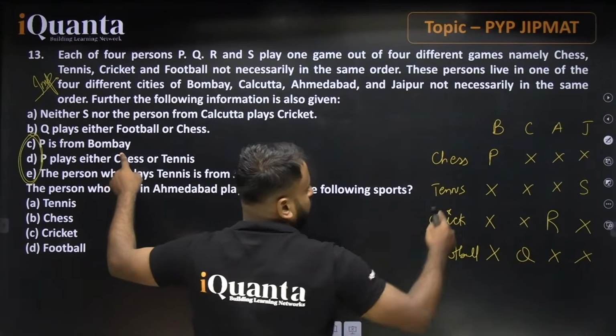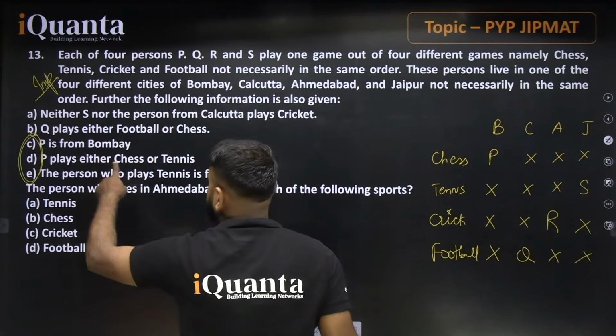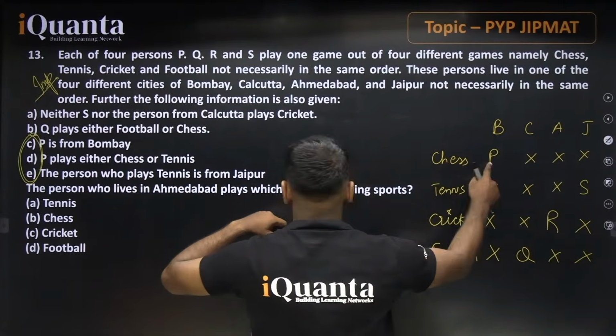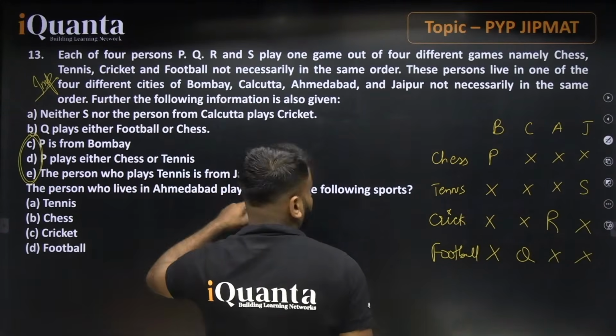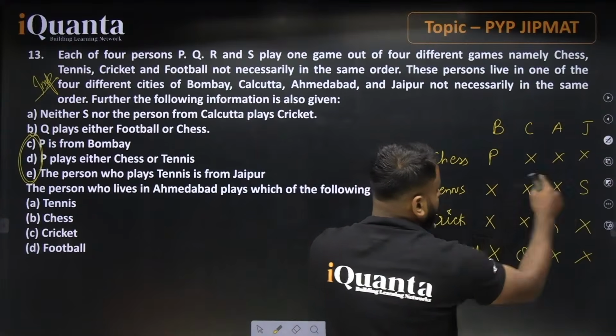P is from Bombay. Yes, P is from Bombay. P plays either chess or tennis. P is playing chess. The person who plays tennis is from Jaipur. The person who is playing tennis is from Jaipur, correct?